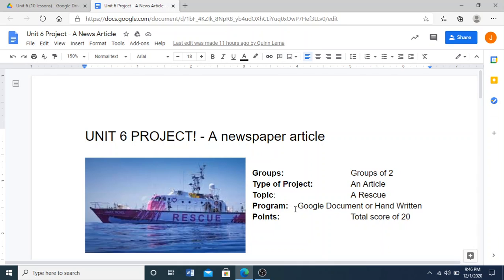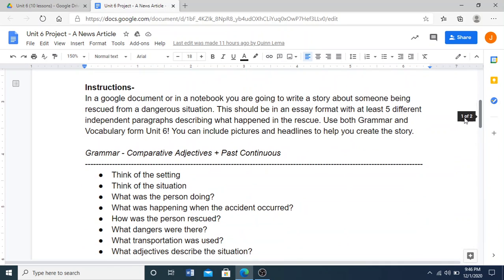So what programs should you use? You should use Google Documents or handwritten. You can type it out or just write it by hand. This is what this means. And you stand a chance of getting 20 points here if you do excellent work. So these are the full instructions.